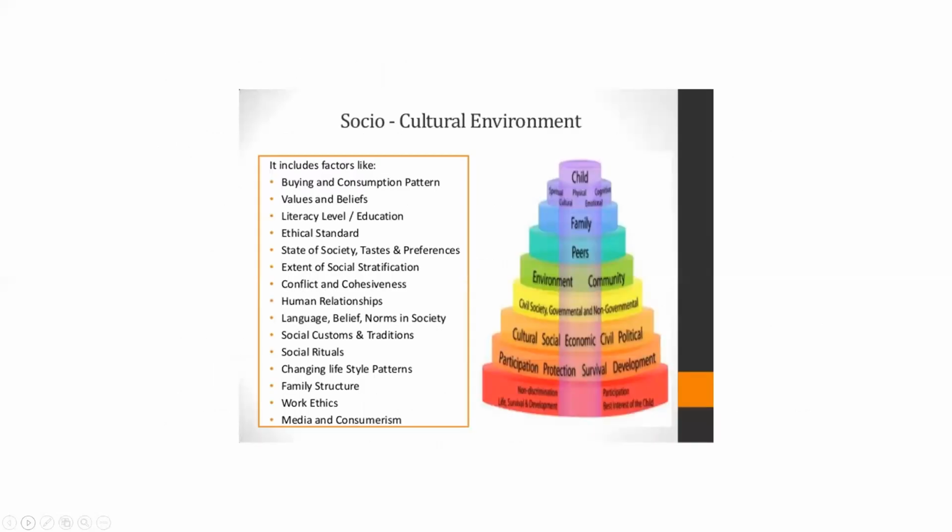It includes factors like buying and consumption pattern, values and beliefs, literacy level, education, ethical standards, state of society, taste and preferences of people in a society, human relationship, language, norms in society, social rituals, changing lifestyle patterns in the society, family structure, work ethics, and media and consumerism. So we have completed the concepts relating to macro environment.